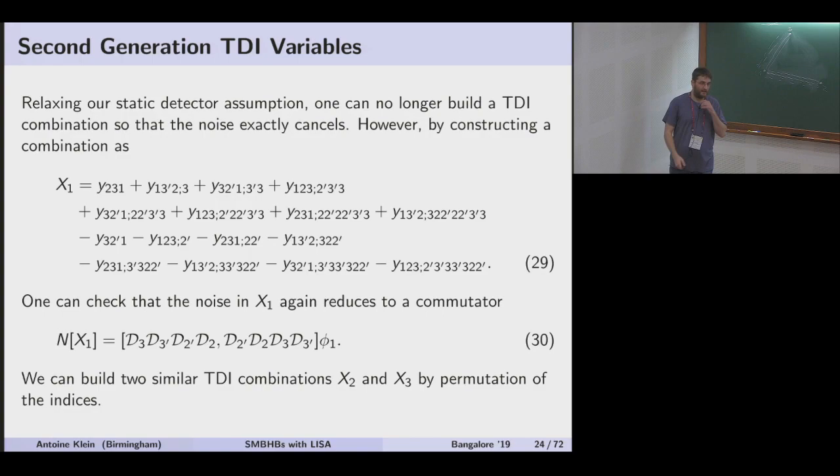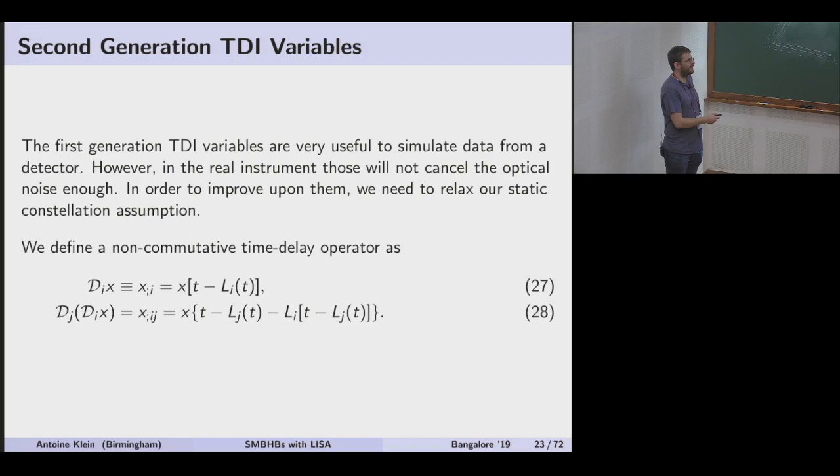Because what you're doing here is that you're taking more and more time delay operators one after the other, but since they don't commute, those time delay operators will not cancel exactly because you've taken them in different orders, right?